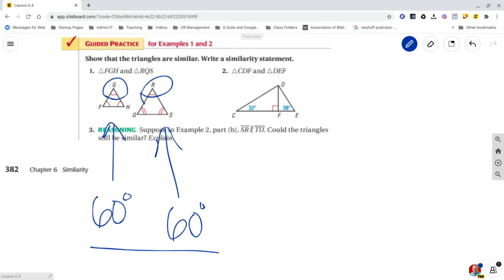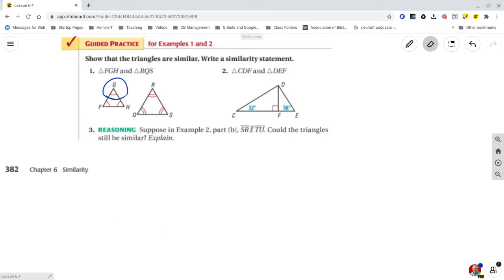When we're looking at CDF, we're looking at that angle, and then we're looking at that triangle. When we evaluate the triangles, again, we know 32 and 58. Those add up to 90. That's going to be 58. That's going to be 32. And so now we have enough information to be able to tell us that those triangles will also be similar.